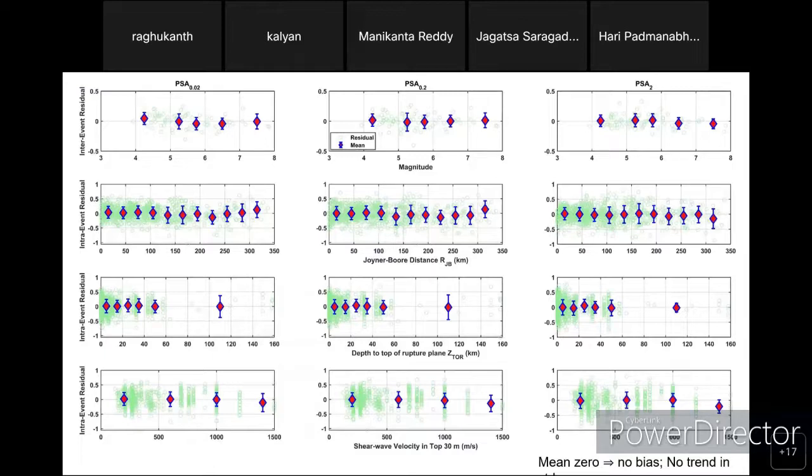And as I already told you, not only the numbers, you have to plot all the residuals, you have to see whether there are any patterns in the data or not. All those things have to be verified. So all these figures have to be made. The bias, the mean, has to be zero. Then there is no trend in the data set. Only then is the network superior, is how we try to do it.